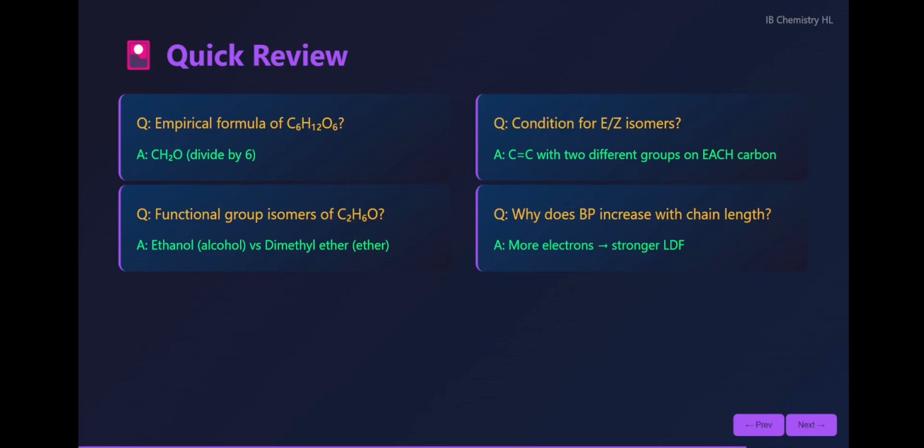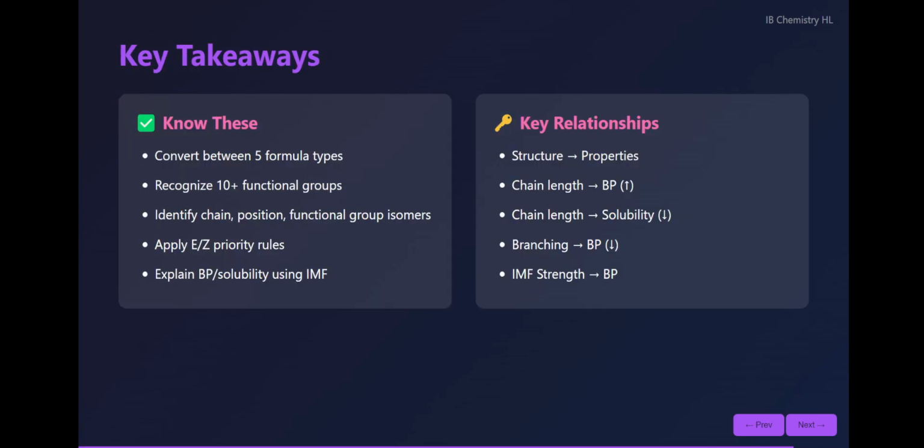And that is a wrap on topic 3.2. To recap, know all 5 formula types and how to convert, recognize 10 or more functional groups, understand homologous series trends, identify types of isomerism, and explain physical properties using intermolecular forces. That is everything you need for IB Chemistry 3.2.